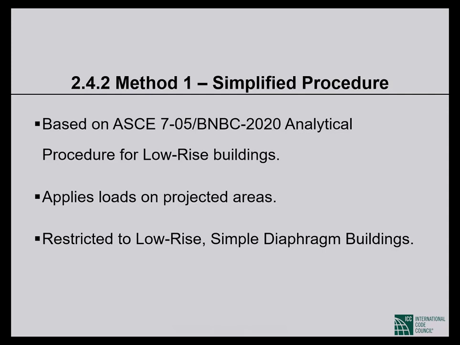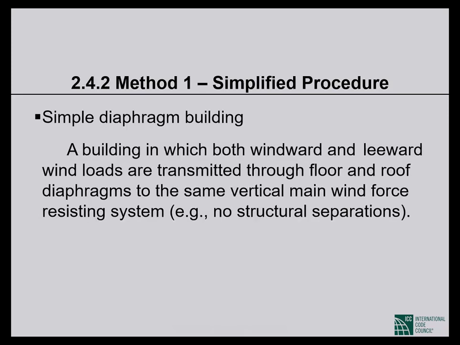is restricted to, okay, let's read this. So this is, as I said, based on the low-rise analytical procedure. It applies loads on projected areas, not perpendicular to the inclined surface, but on projected areas. It is restricted to low-rise buildings having mean roof height less than 60 feet, also less than the minimum plan dimension, and it applies only to simple diaphragm buildings.